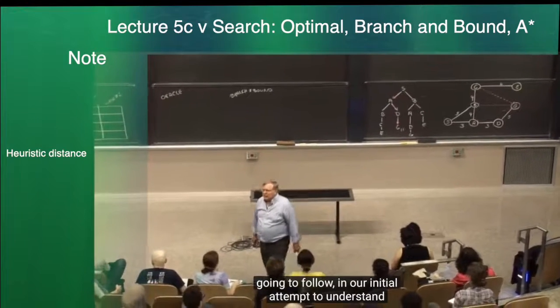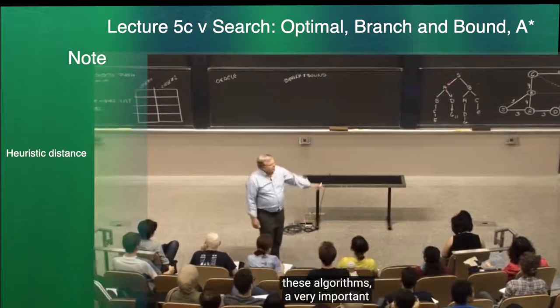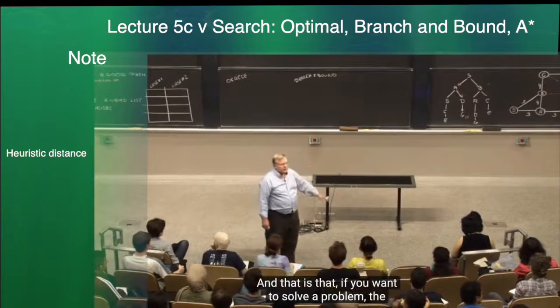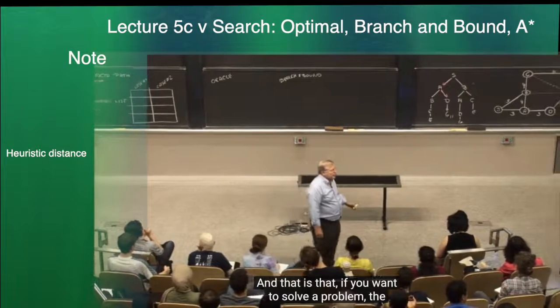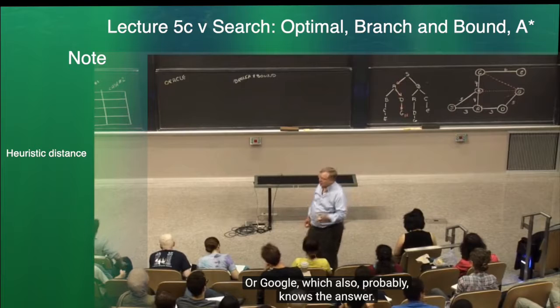going to follow in our initial attempt to understand these algorithms a very important principle of problem solving, and that is that if you want to solve a problem, the easiest way is usually to ask somebody who knows the answer, or Google, which also probably knows the answer.